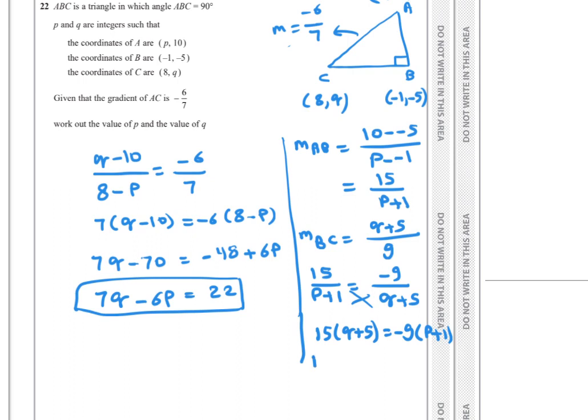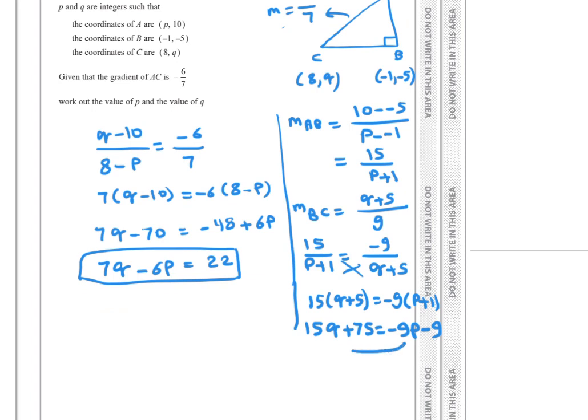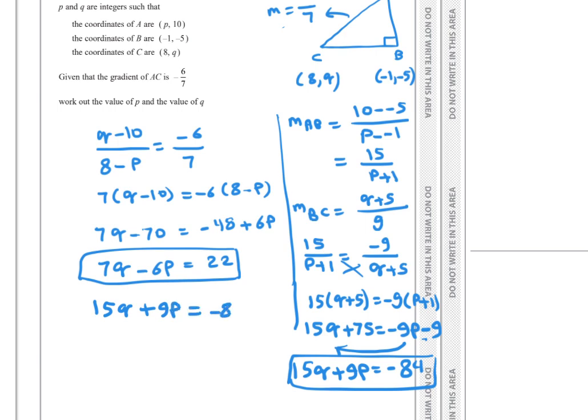Now expand, so 15Q plus 75 equals -9B minus 9. Put B and Q on one side. So 15Q plus 9B equals -9 minus 75, which is -84. And this is the second equation. Now we can solve them simultaneously. So the second equation, 15Q plus 9B equals -84.